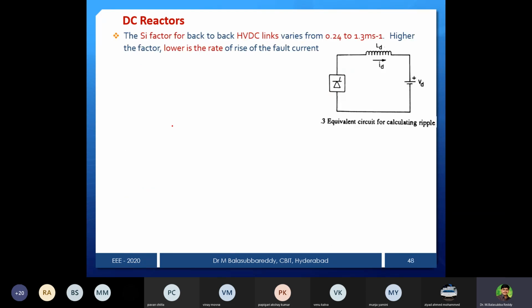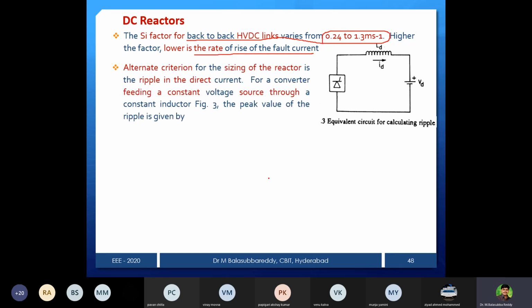And the SI factor for a back-to-back HVDC system varies from 0.24 to 1.3 meters per second. So the higher the factor, the lower the rate of rise of the fault current. Based on that, you can decide the value of the inductor. So once the SI is calculated, you are able to decide that.